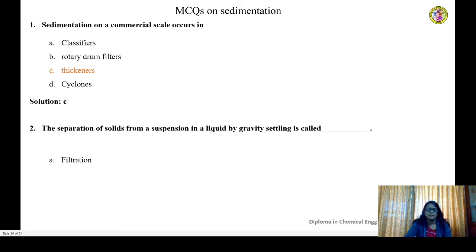The options: filtration, certification, sedimentation, screening. So gravity settling is applied to the suspension of solids to separate solids from liquids, and that process is called sedimentation. So option C is the right answer for this question.